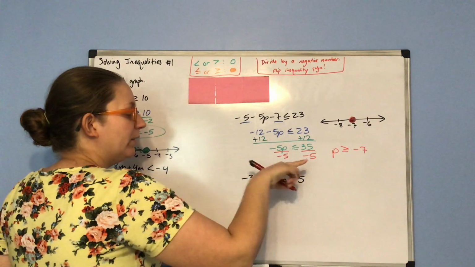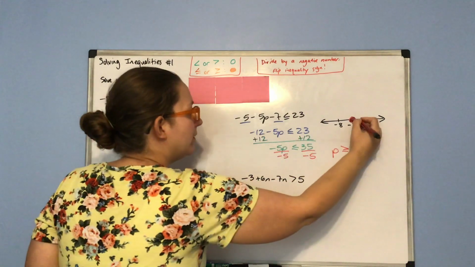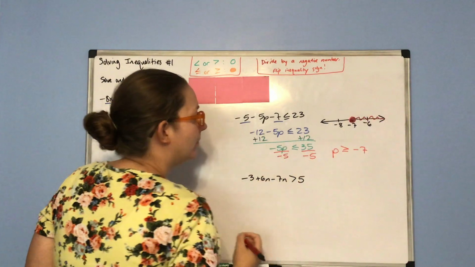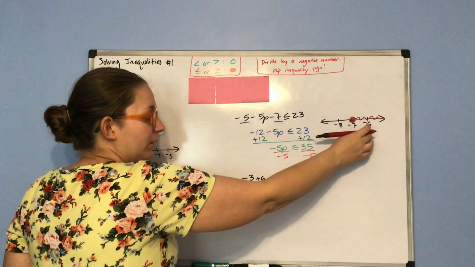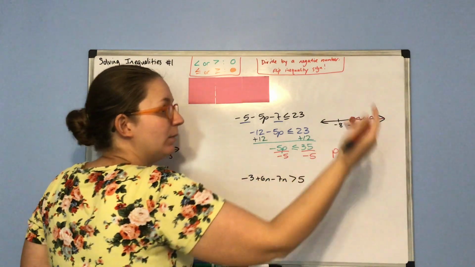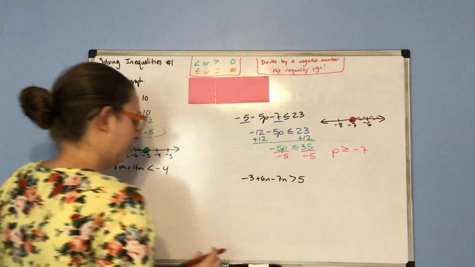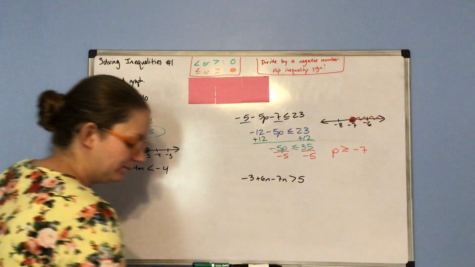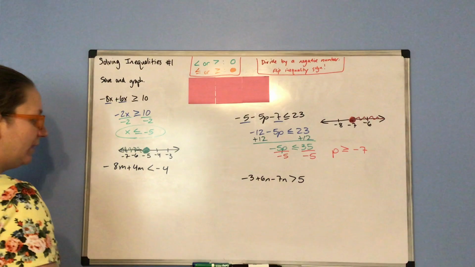And then if I'm looking for values of p that are greater than or equal to negative 7, I shade to the right. It might seem a little backwards because we're dealing with negative numbers, but remember, the closer we get to 0, the bigger the numbers are actually getting when you're dealing with negatives. A couple more just to make sure we really got it.